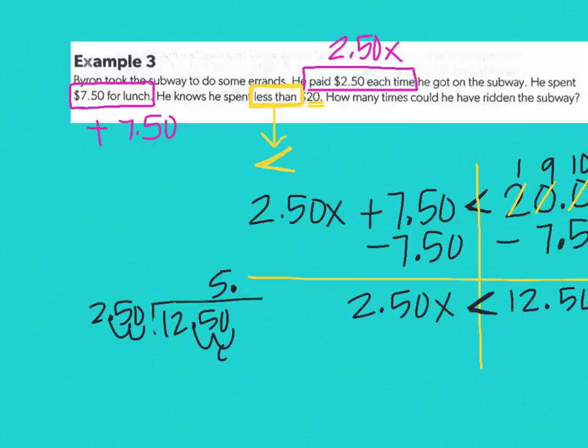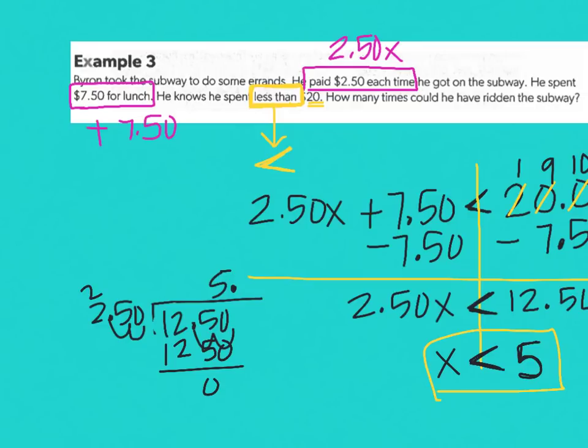5 times 0 is 0. 5 times 5 is 25. And 5 times 2 is 10. Plus this 2 extra would be 12. So now I can say X is less than 5. He would have to ride the subway less than 5 times. Remember that when you're solving inequalities, it's just like regular equations. You still just work backwards.